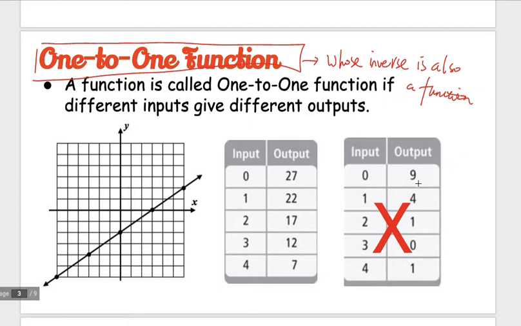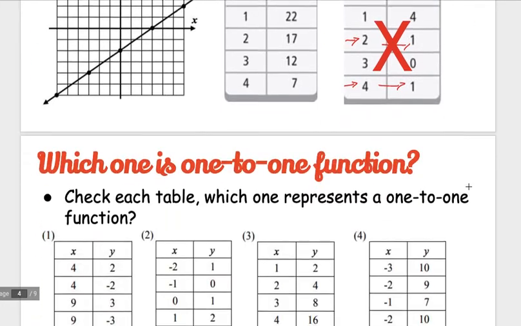However, for this one, the reason this is not a one-to-one function is that, as you can see, for inputs 2 and 4, they have the same output value. So this one is a function, but it's not a one-to-one function. That's the difference between these.